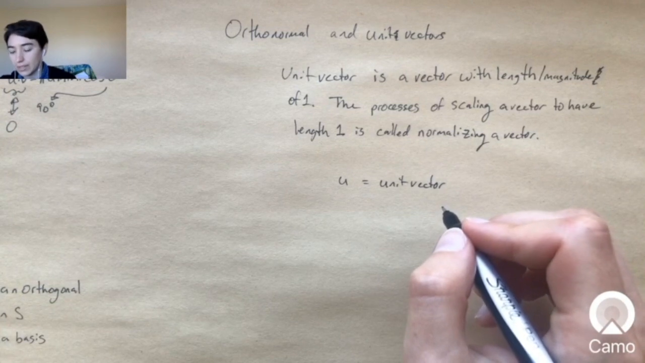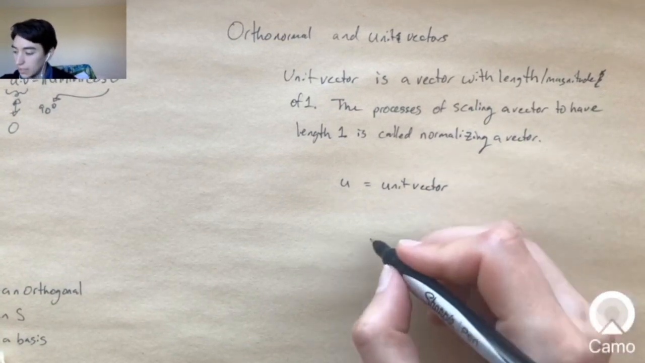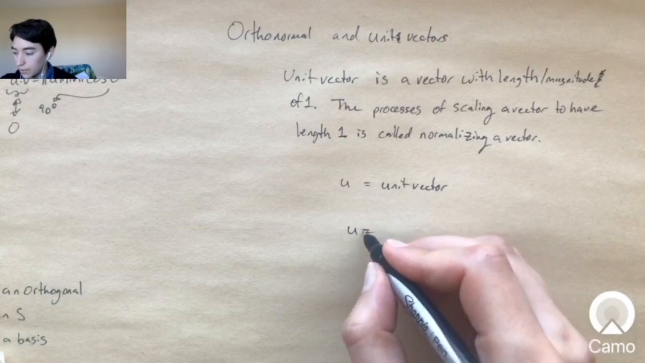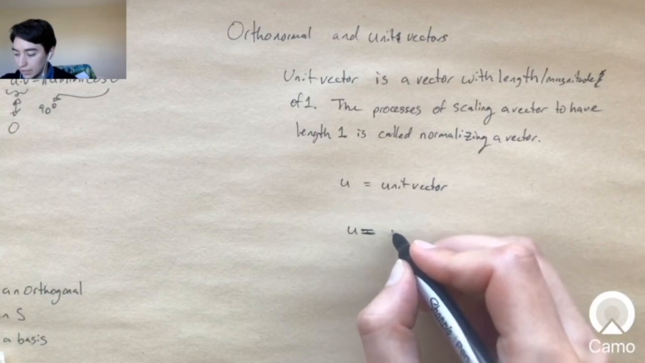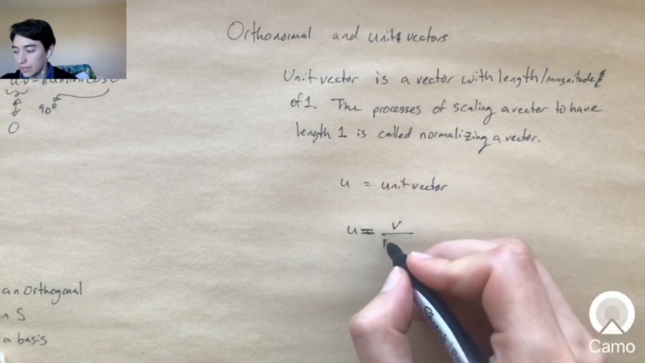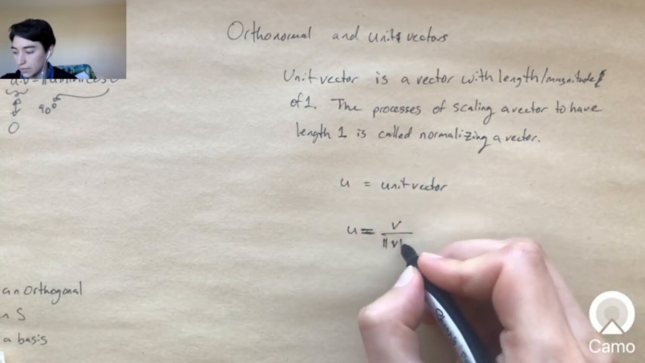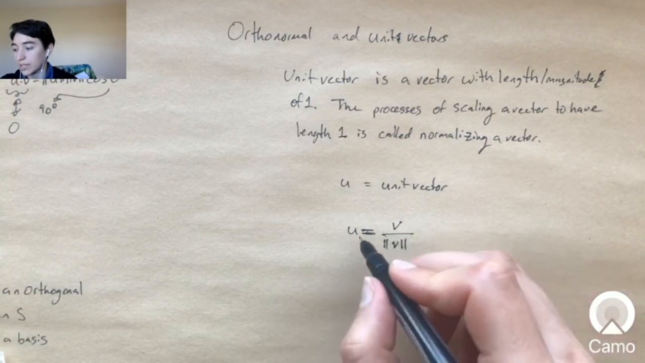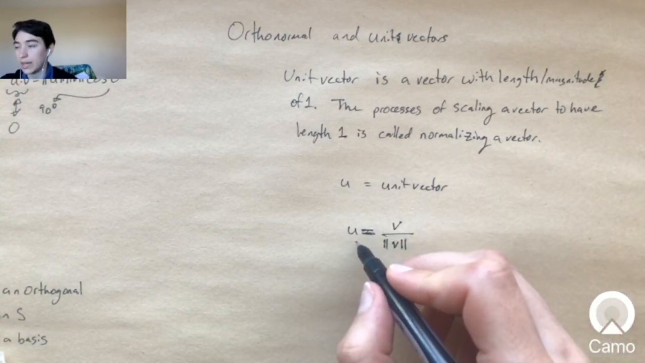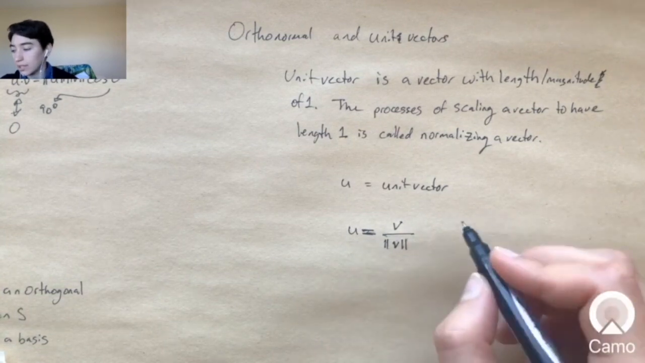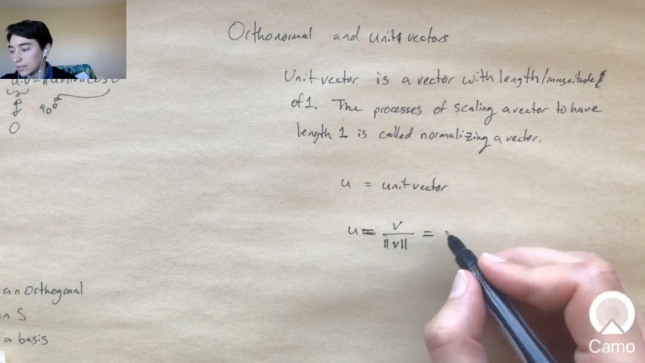Okay. In order to find a unit vector for some vector v, we divide the vector by its magnitude. So if I want to find the unit vector for v, I say, okay, I have v. Here's its magnitude, right there. And that's going to give me a vector that has the same direction as v, but has length 1. And I can also rewrite this like this.